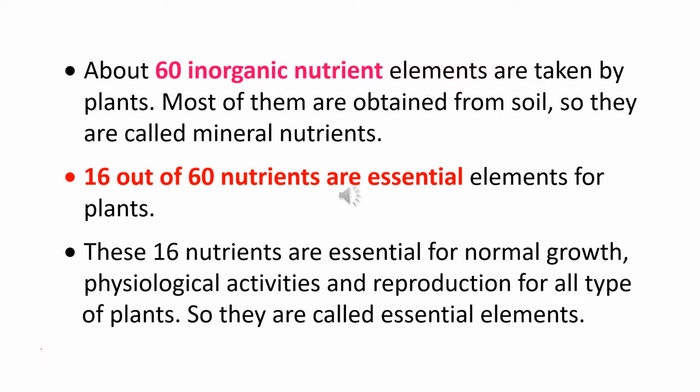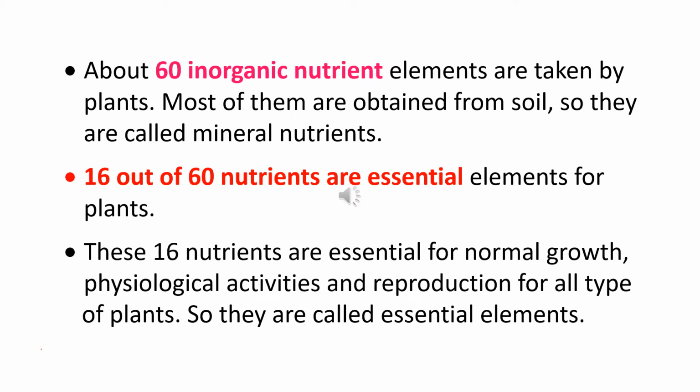Today we are going to discuss plant nutrients, that means nutrition of plants. For the nutrition of plants, some nutrients are needed, and those number 60, and most of them are obtained from the soil, and that's why they are called mineral nutrients. Among these 60 nutrients, 16 are very important.